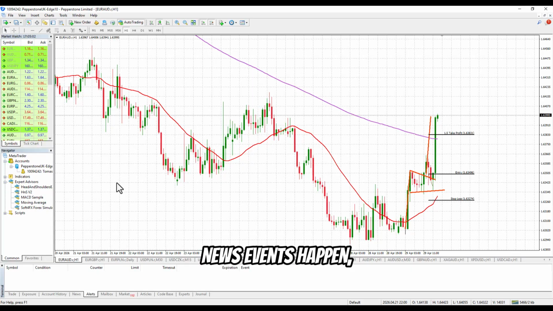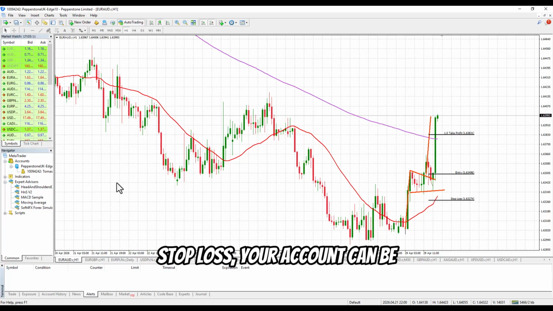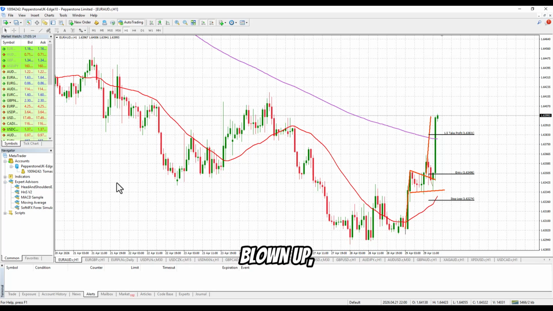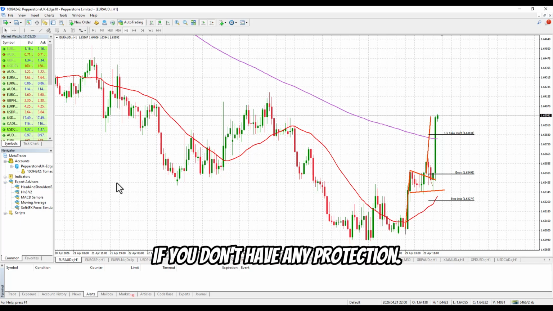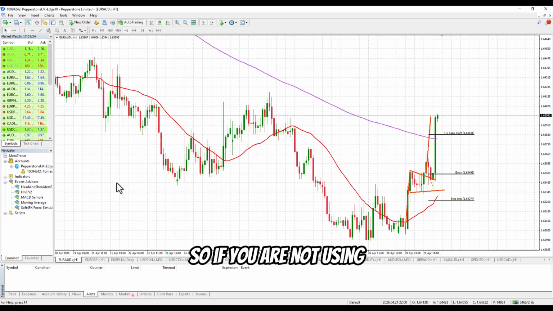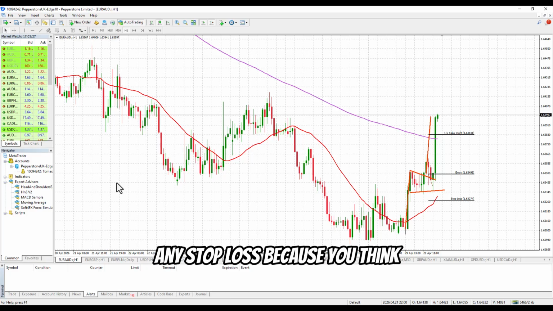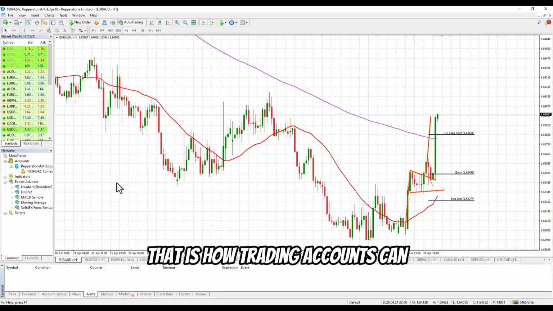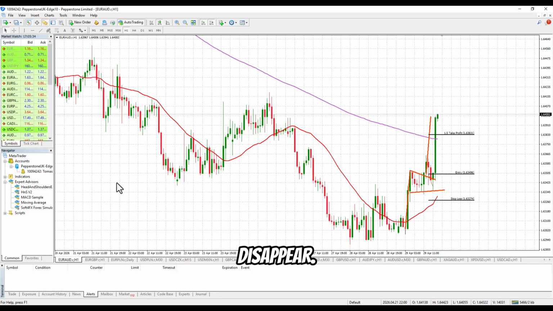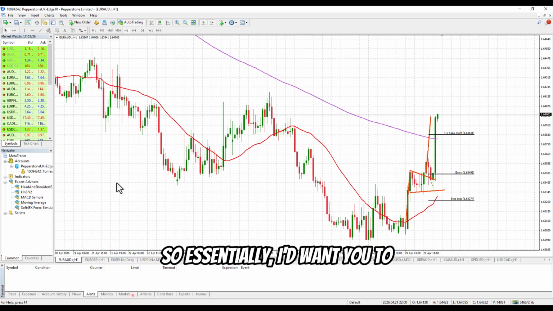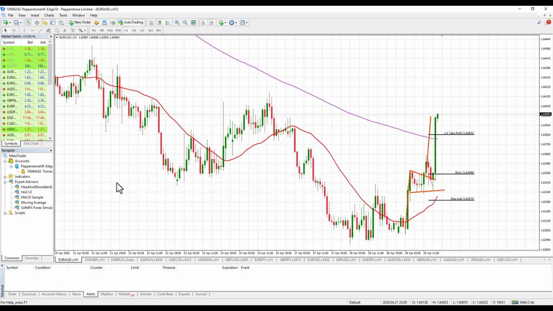News events happen, spreads can expand, wars can happen, anything can happen on the Forex markets. And if you are trading without a stop loss, your account can be blown up if you don't have any protection. So if you are not using any stop loss because you think the trade will go in your favor, that is how trading accounts can disappear. So essentially, I want you to remember that stop loss is a survival tool, not a weakness.